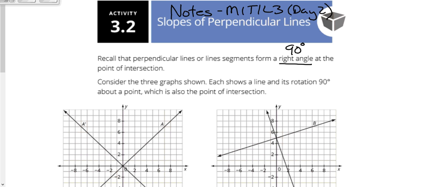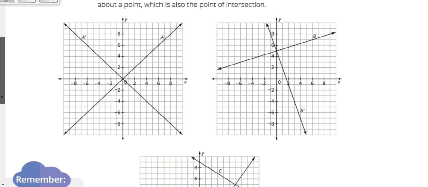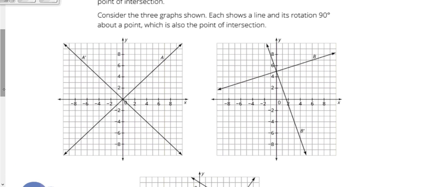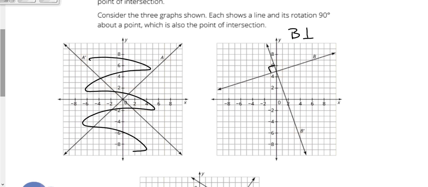So we're going to look at these 3 graphs, and actually we are only going to look at 2 of them. You can ignore this one here. We are told that each shows a line and its rotation 90 degrees around a point. So we're basically told this is a 90-degree angle here, which means that B is perpendicular to B prime. So we need to look at the slopes of B and B prime.